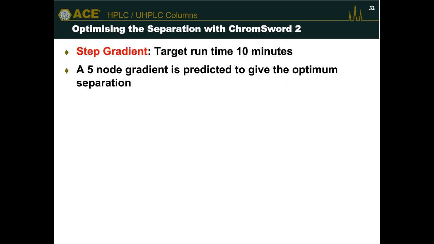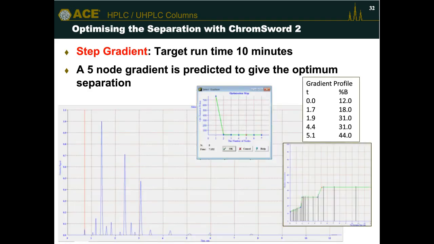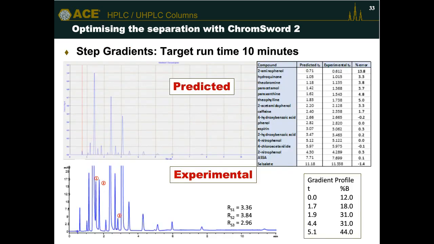So what about step gradients? What does the software give us in terms of options for step gradients? So we can see here we have a target runtime of 10 minutes, and we allow the software to predict what it thinks we should do for a 10-minute runtime to separate all 17 components. So here we have the predicted chromatogram on the top, and then at the bottom you can see we have the experimental chromatogram. And again, you can see I highlighted some peak pairs 1, 2, and 3.